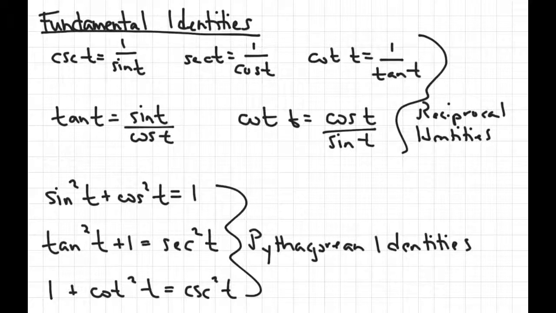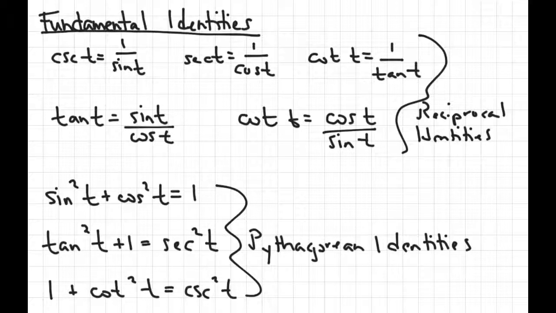We just talked about these things called the reciprocal identities. We said that cosecant of an angle is the same as 1 over the sine. Secant of an angle is the same as 1 over the cosine. Cotangent of an angle is the same as 1 over the tangent. We also mentioned that the tangent of an angle is the same as the sine divided by the cosine.